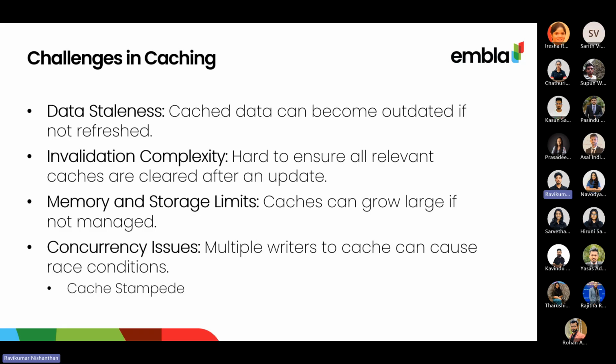Third one is memory and storage limits. The caches can grow large if not managed properly. For example, in Redis, unbound caching of large objects can cause eviction of important items, and can even crash the service if memory fills up.